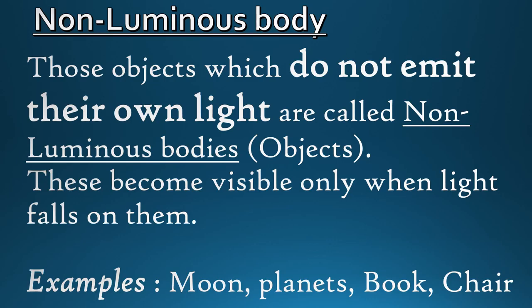Non-luminous body. Those objects which do not emit their own light are called non-luminous bodies or objects. These become visible only when light falls on them. Few examples: moon, planets, book, and chair.